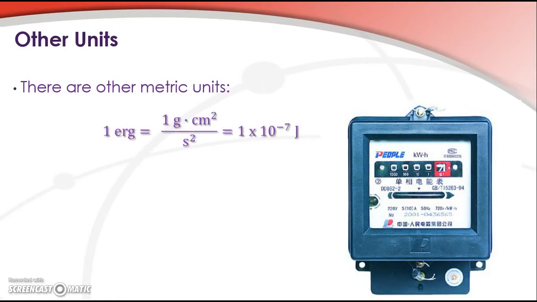if we want to describe very small amounts of energy, it's more convenient to use a smaller scale. And 1 erg is, instead of kilograms, we have grams. Instead of meters, we have centimeters. And this drops the size of our unit by 7 orders of magnitude to give us 1 erg equals 1 times 10 to the negative 7 joules. If we want to talk about large amounts of energy, we can use kilowatt hours, and 1 kilowatt hour is 3.6 times 10 to the 6 joules.